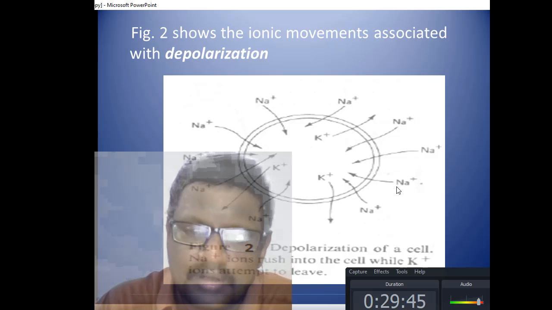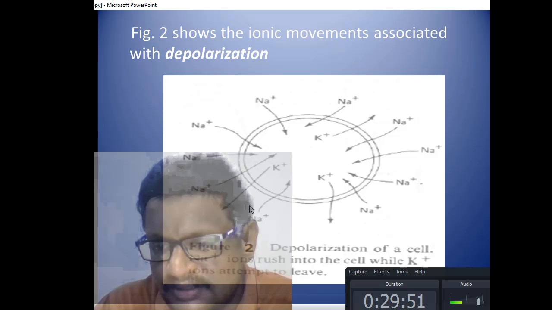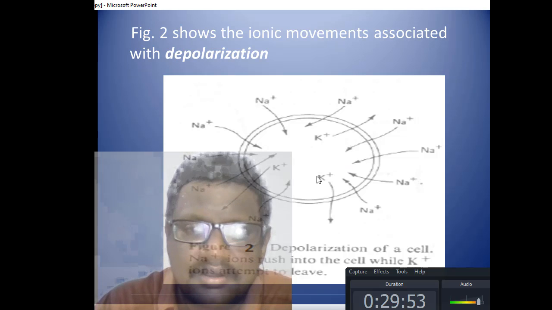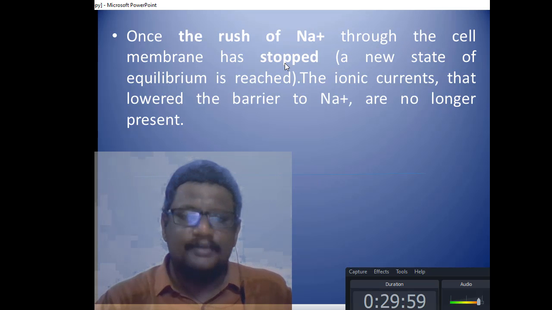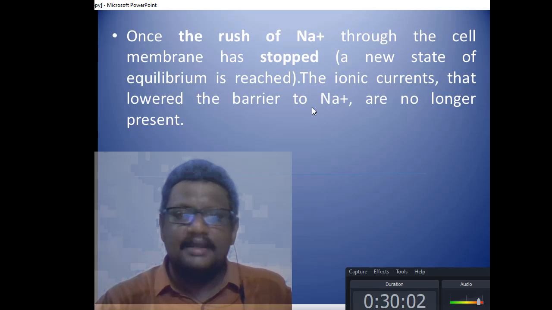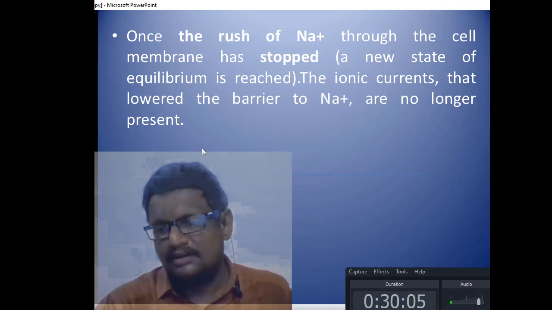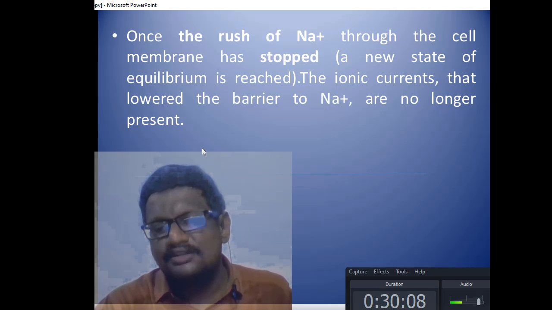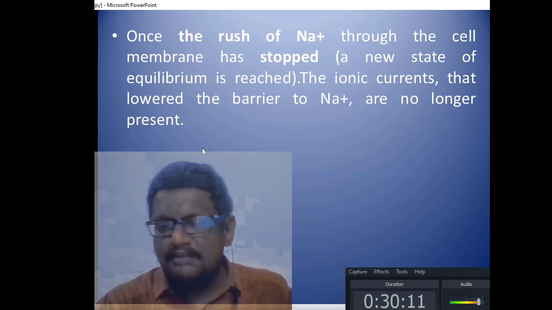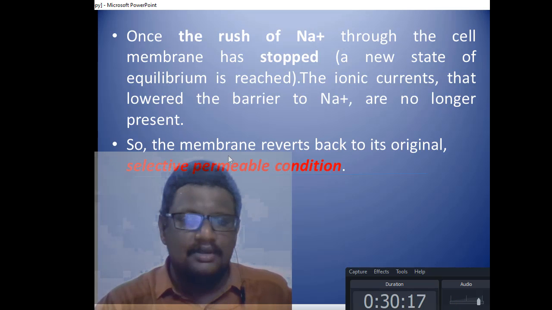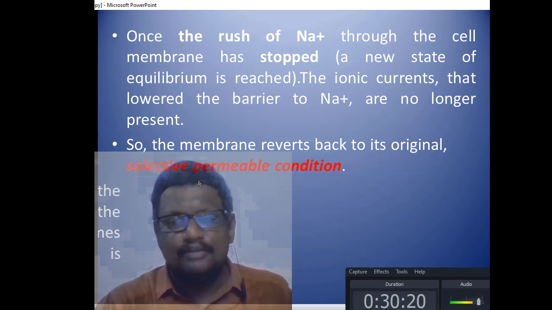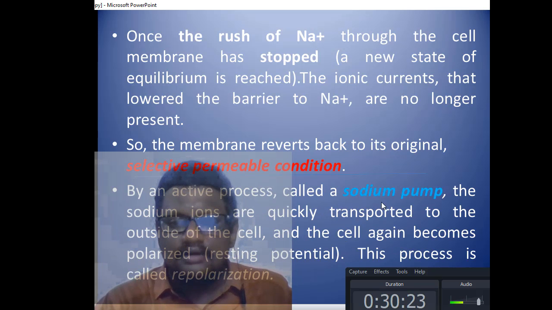What happens? More and more sodium ions are entering inside, and very few potassium ions are leaving outside. As a net result, more positive charges are inside. Once the rush of sodium through the cell membrane has stopped, the ionic currents that lowered the barrier to sodium ions are no longer present. Again coming back to the resting state, the ionic current is not there. The semi-permeability of the cell membrane is regained, blocking the sodium ions. So the membrane reverts back to the original selectively permeable condition. By an active process called a sodium pump, the sodium ions are quickly transported to the outside of the cell.